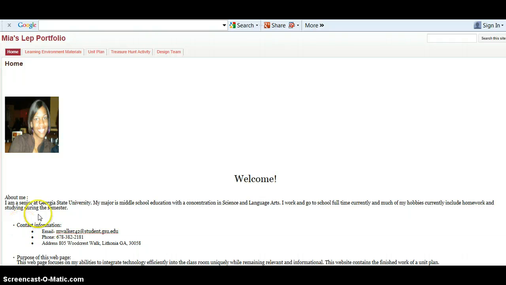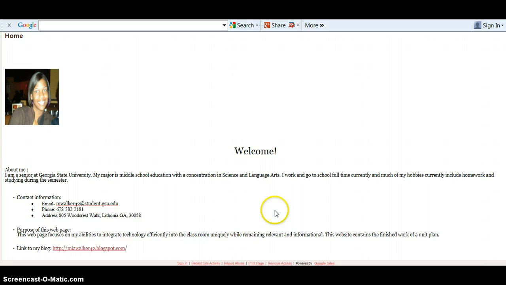A little bit about me: I'm a senior here at Georgia State University. My major is middle school education with a focus and concentration in science and language arts. I work full time and go to school part time currently. Here's my email information and a link to my blog here at the bottom.